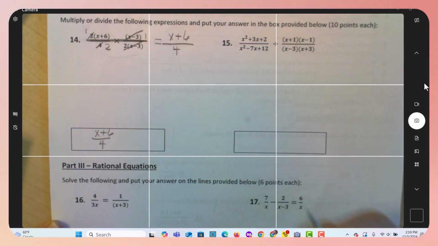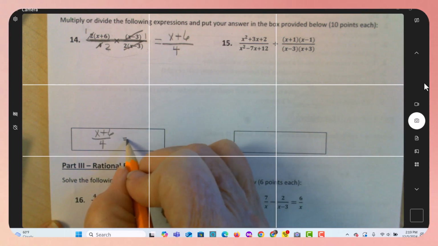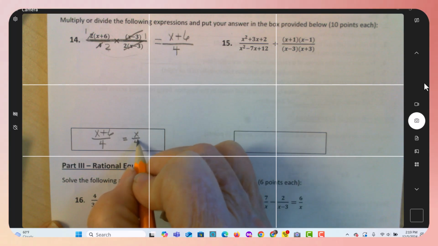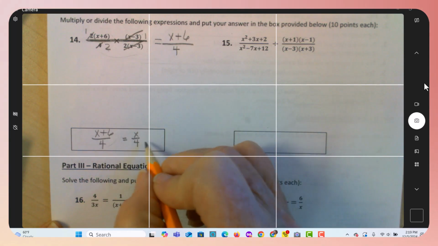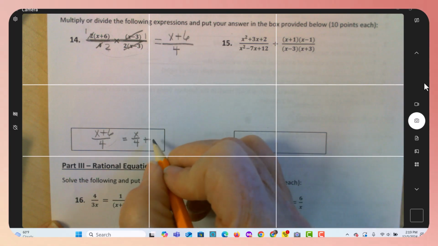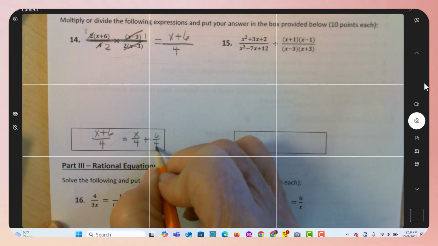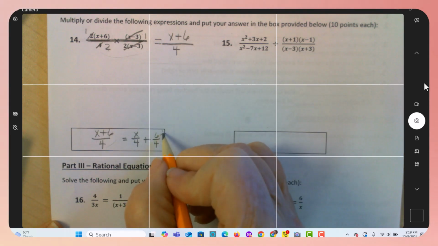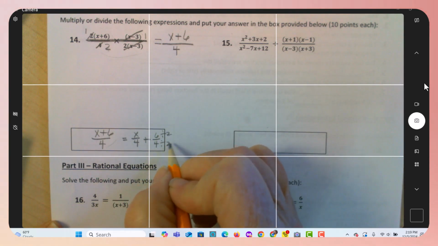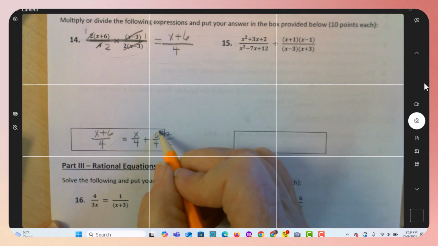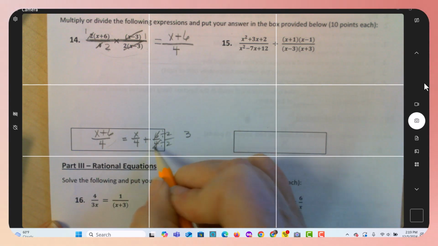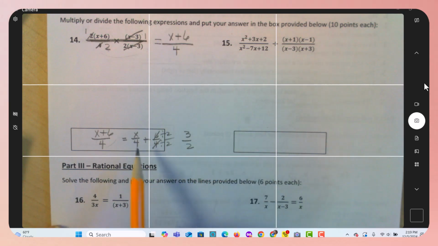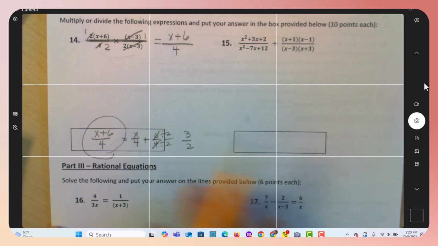Now they could also rewrite this as x over 4 plus 6 over 4. You can distribute the division into both terms, split it apart. And then we would have to simplify 6 over 4 by dividing by 2 over 2, which is just dividing by 1, and you would get 3 over 2. So it could also be x over 4 plus 3 over 2. This is the answer that I came up with, and that's the answer I'm going to first look for.